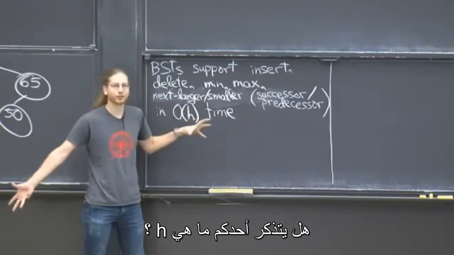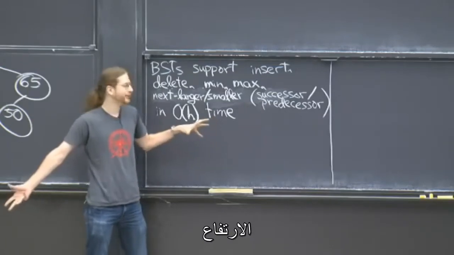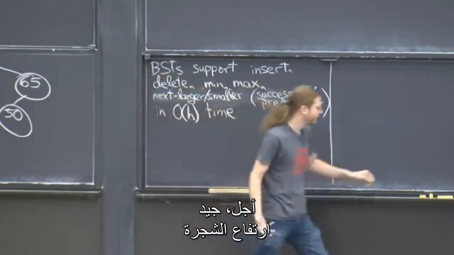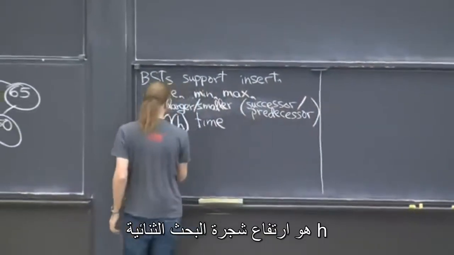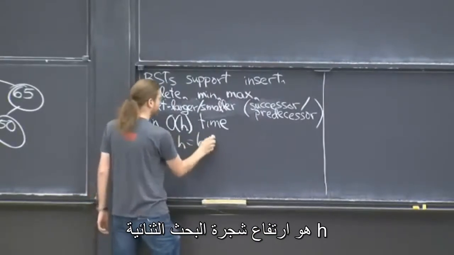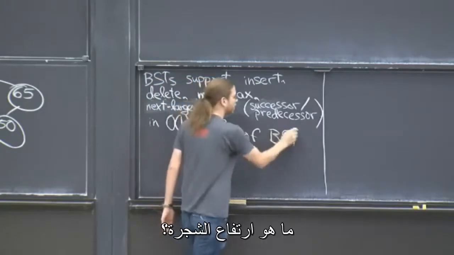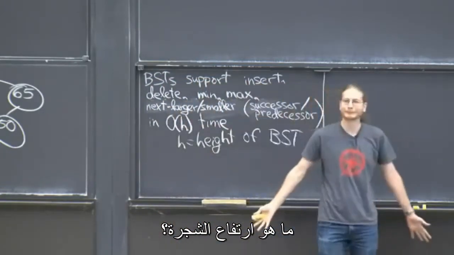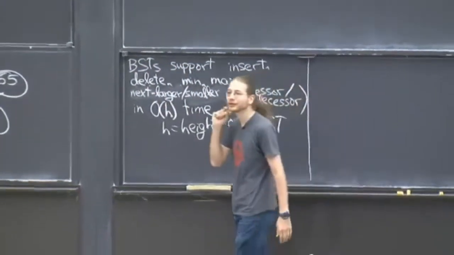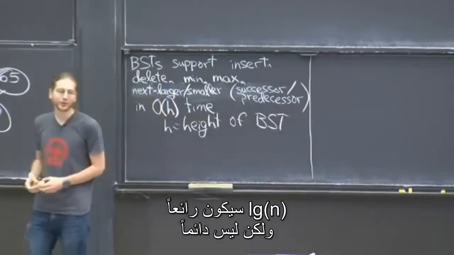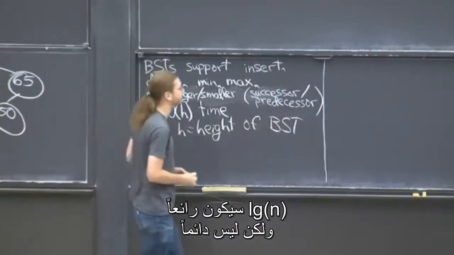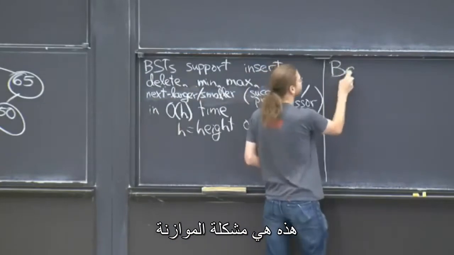Anyone remember what h was? The height? Yeah, good. h is the height of the BST. What is the height of a tree? Sorry? Log n. Log n would be great, but not always. So this is the issue of being balanced.